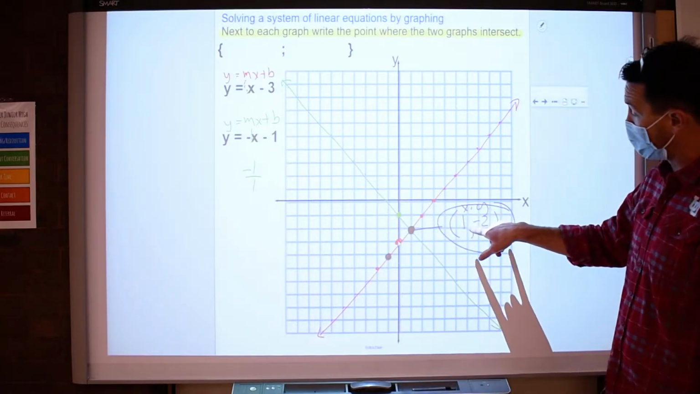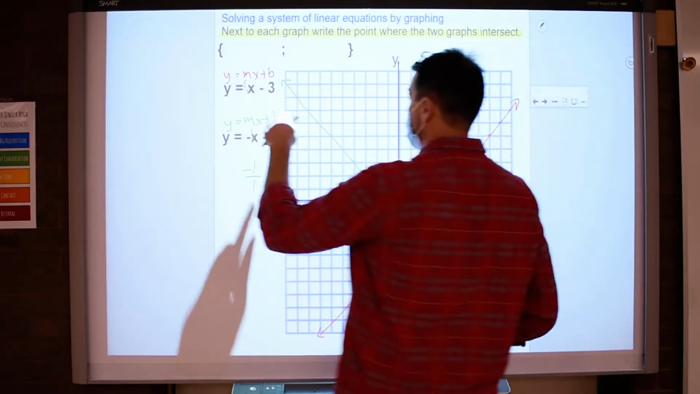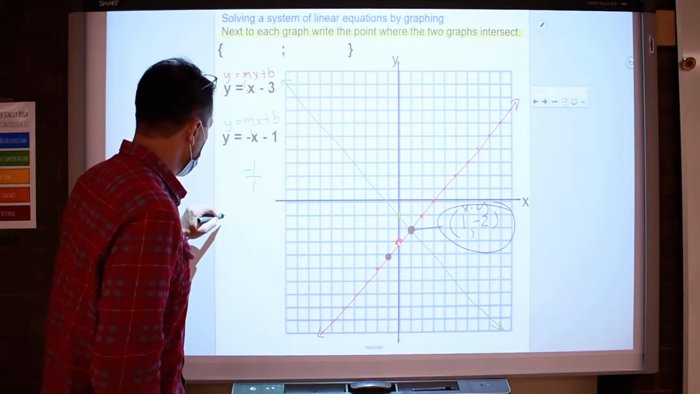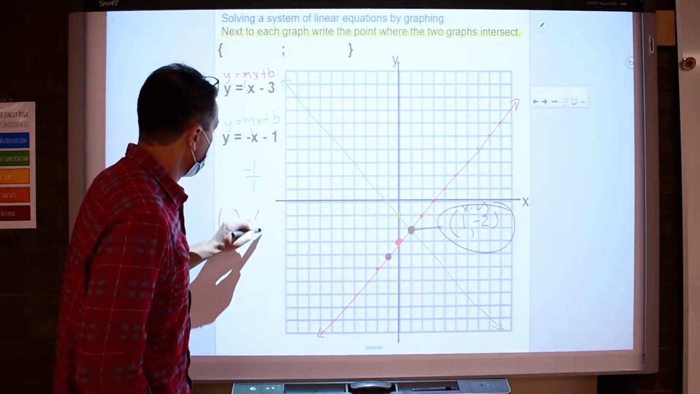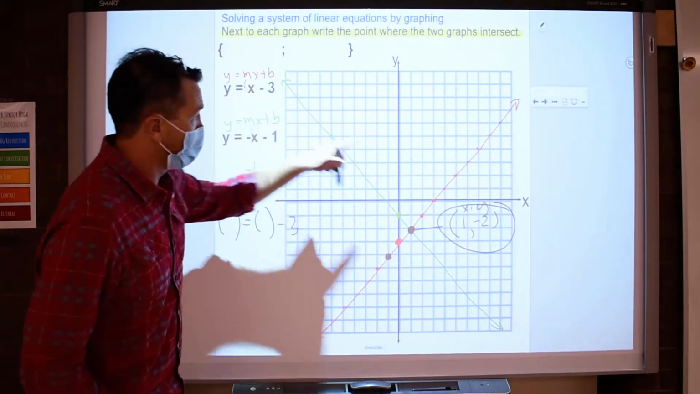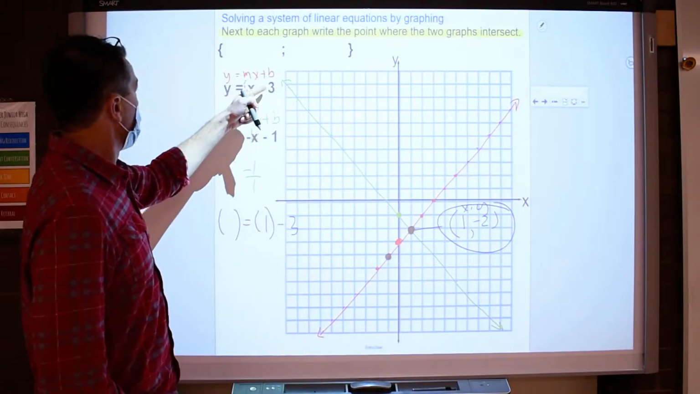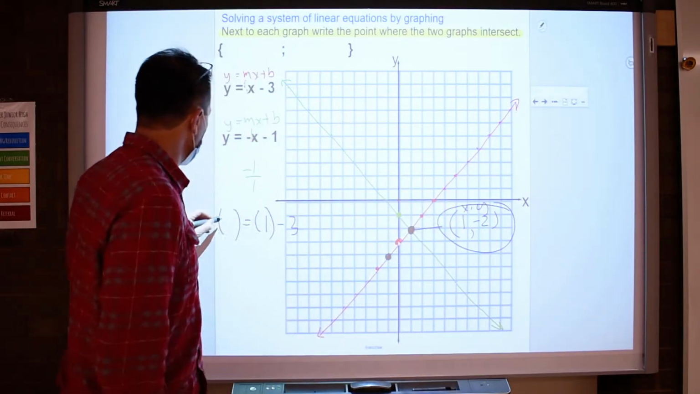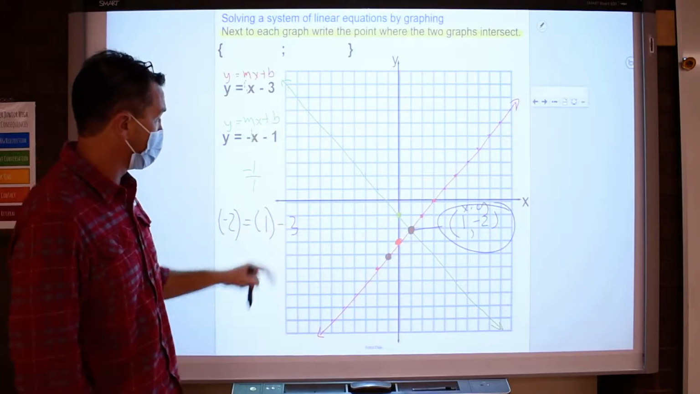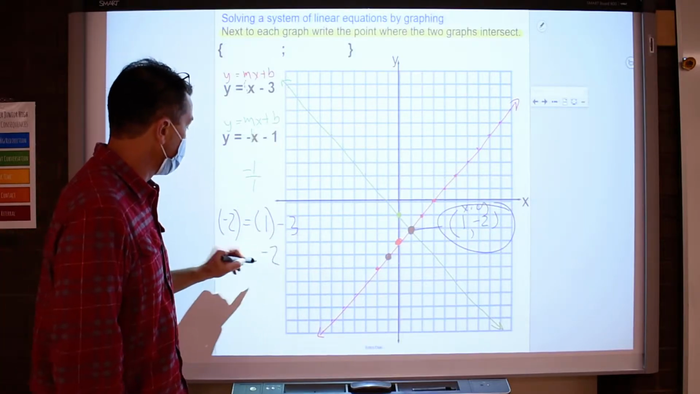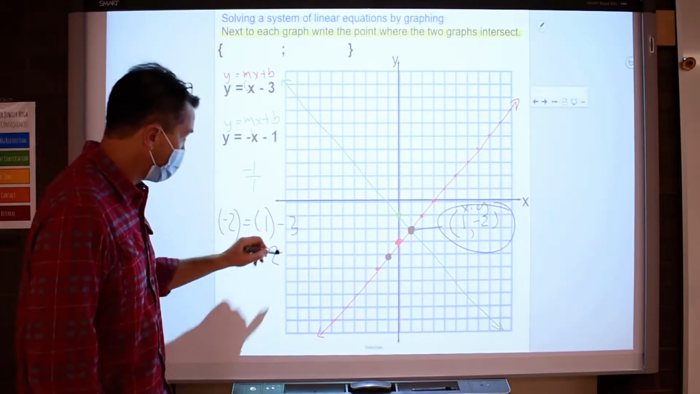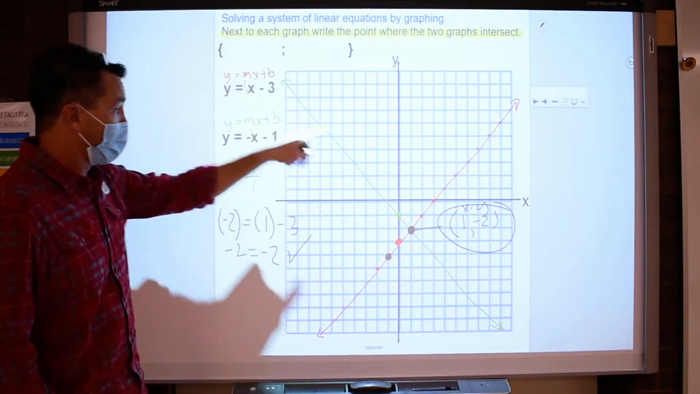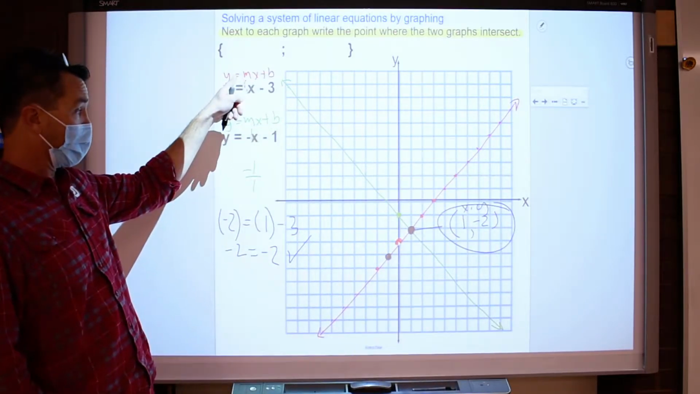And we can go back and verify if we want to. We can put 1 and -2 into this first equation. If I replace the y and the x with parentheses and said x was 1 and y was -2, and let's see, 1 minus 3 is -2, and does -2 equal -2? Check. That means that this point is a solution for the red equation.